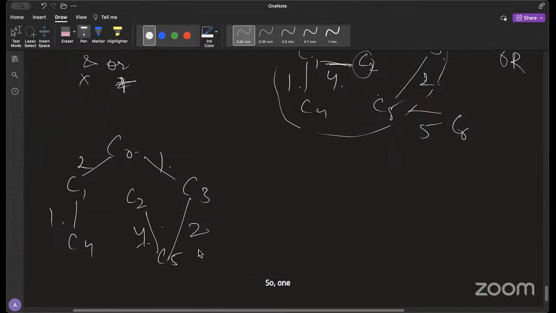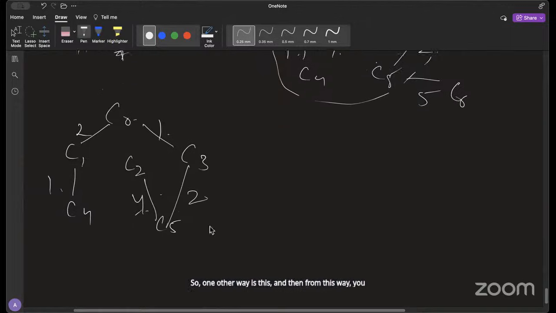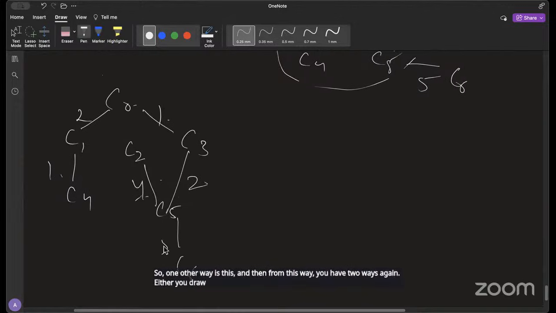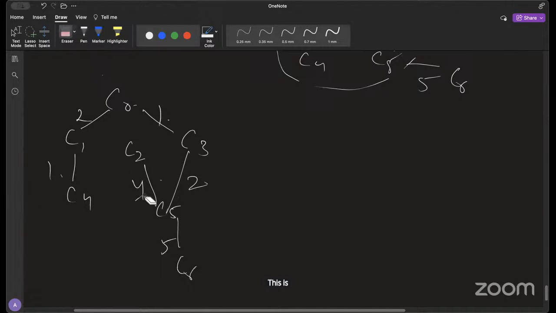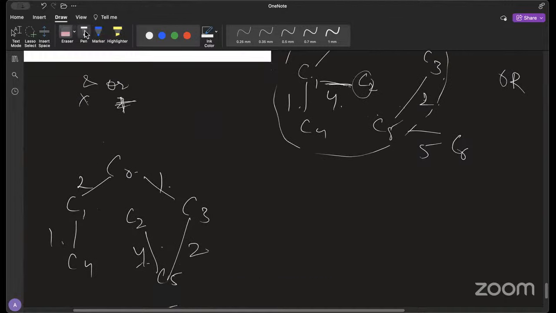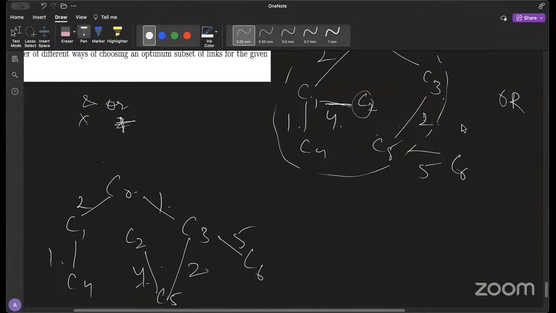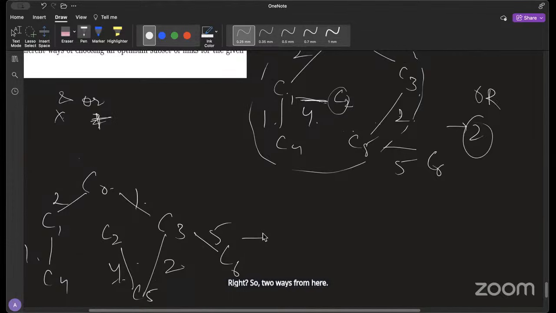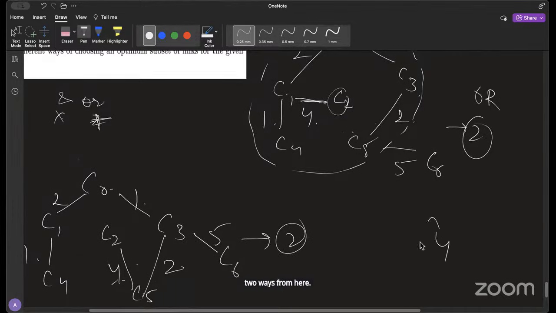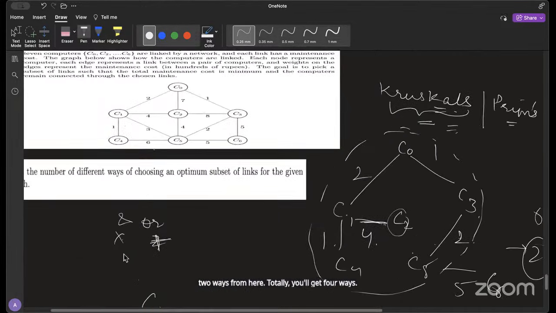So one other way is this, and then from this way you have two ways again. Either you draw this edge, C6, this is one way, or you draw this edge, C3 to C6, right? So two ways from here, total you'll get 4 ways. That's why I did 2 into 2.